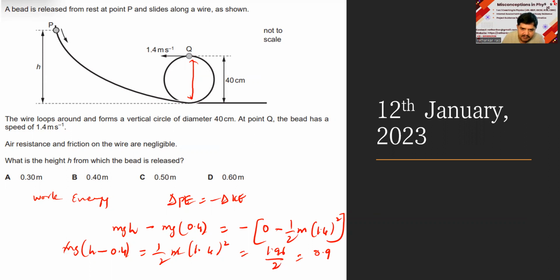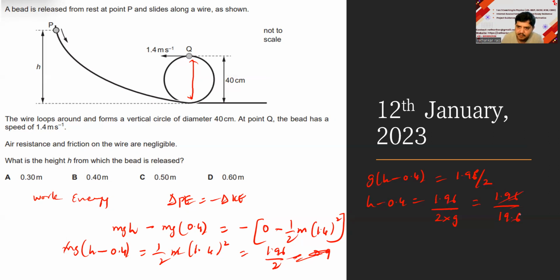Now what I will do is, I will not even do this much over here. So now let me write here. g into (h minus 0.4) is equal to 1.96 divided by 2. h minus 0.4 is equal to 1.96 divided by 2g. Now what is 2g? 1.96 divided by, g is 9.8 once again. 2 into 9.8 is 19.6.